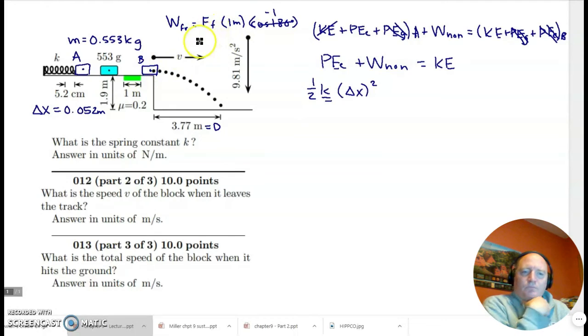That friction force is going to be the coefficient of friction times the normal force, where the normal force is going to be equal to gravity in that case. So all of that times 1 meter, in my case, times -1 is how I would solve for the work done by friction.